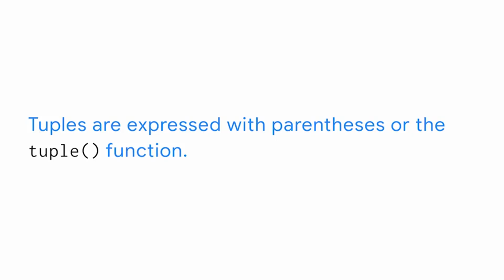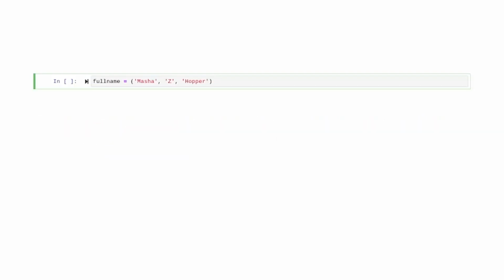Tuples are instantiated or expressed with parentheses or the tuple function. Here, we have a tuple that represents someone's full name. Notice that it was instantiated using parentheses. The first element of the tuple is their first name, the second is the first letter of their middle name, and the third is their last name.